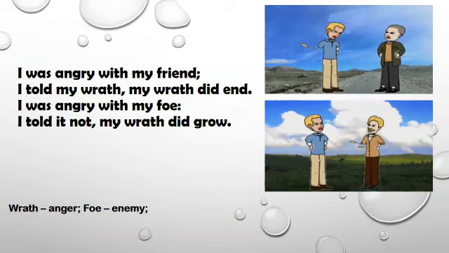So in the same way, he has used an apple to express his anger. Once he got angry with his friend. He expressed it, he shouted at him, and the anger was over. Again, they continued their friendship. Again, he was angry with his foe. Foe means enemy. What did he do? He did not express that. Instead, he started growing hatred for his enemy in his heart.